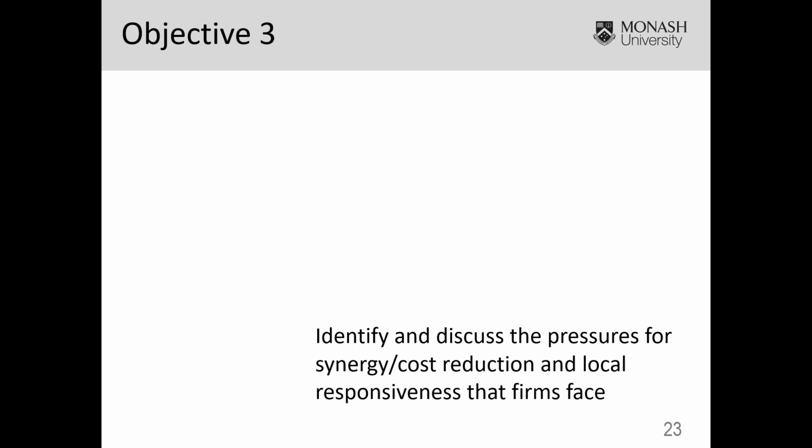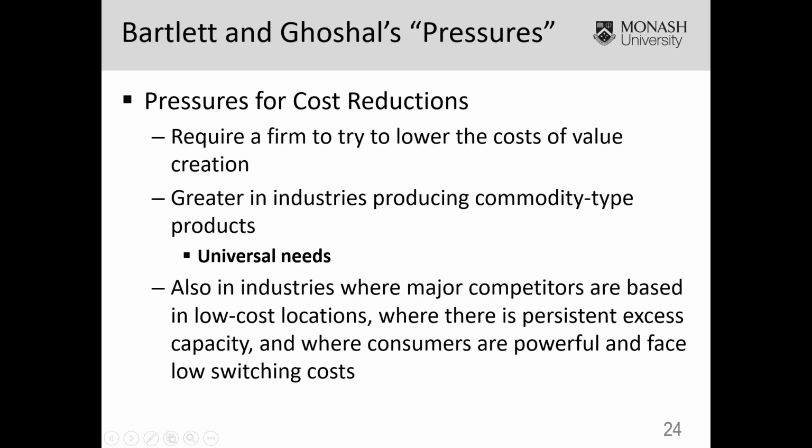Which brings us to the end of our look at the background of strategy and to the core area that we're focusing on in this module. What are the pressures for synergy or cost reduction and local responsiveness that a firm faces that influence the nature of the strategy that they follow? And as I mentioned, there are example videos covering all these things on the Moodle website.